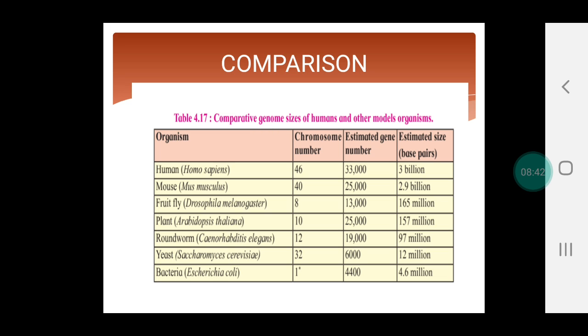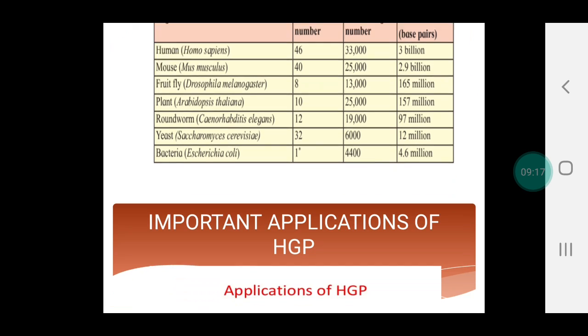How many? 3 billion. And if we see bacteria, that is the E. coli, chromosome number is 1 and the estimated gene number is 4,400 only, and estimated size of base pairs is 4.6 million. And in case of fruit fly, that is the Drosophila, there are 8 chromosomes and the estimated gene number is 13,000, while the estimated size of base pairs is 165 million. So this is a comparative chart of model organisms.